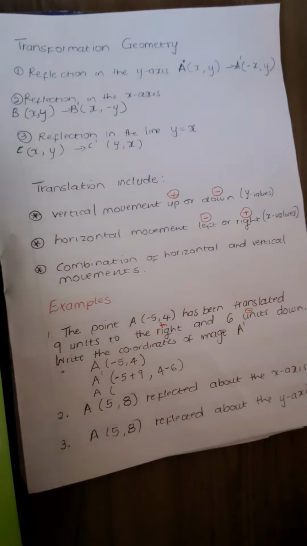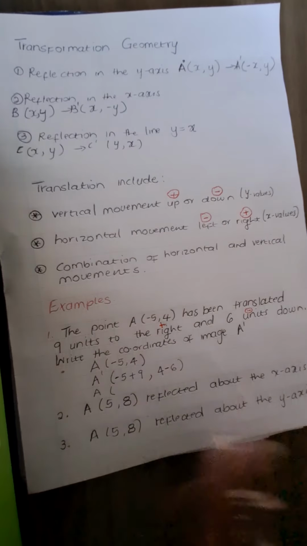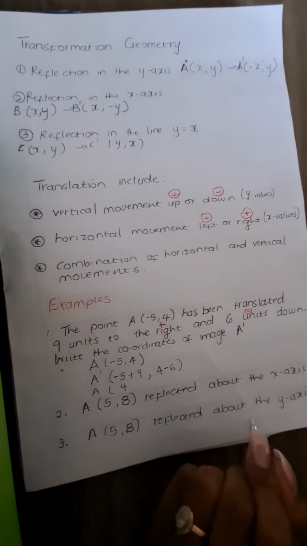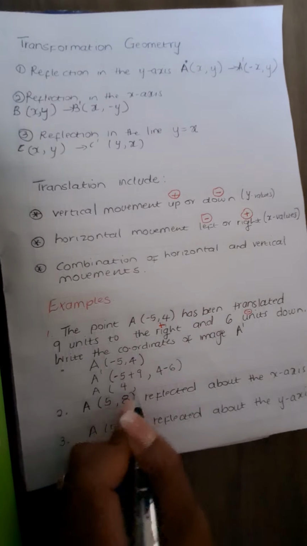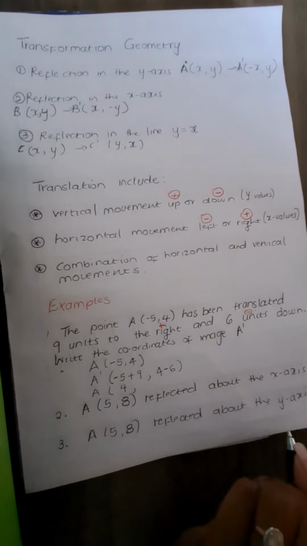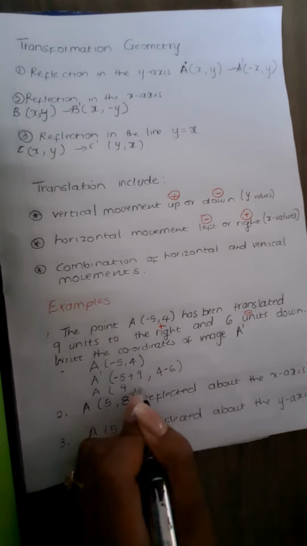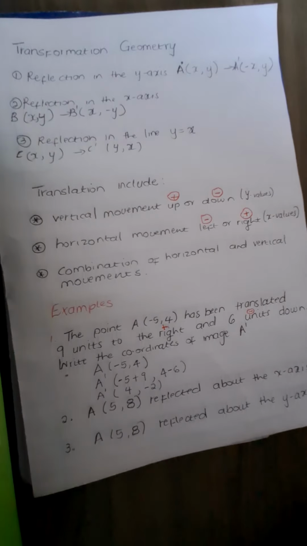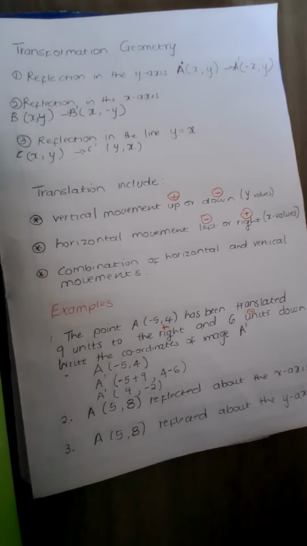So you ask yourself, what is -5 + 9? It is +4. Right? And then 4 - 6, it is -2. So your new image is (+4, -2).